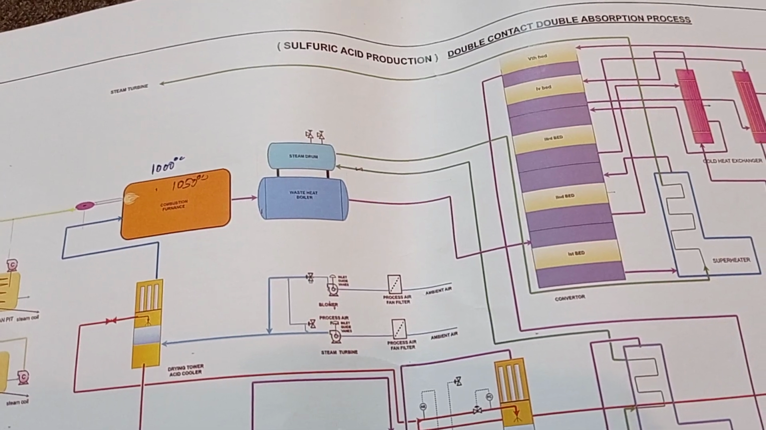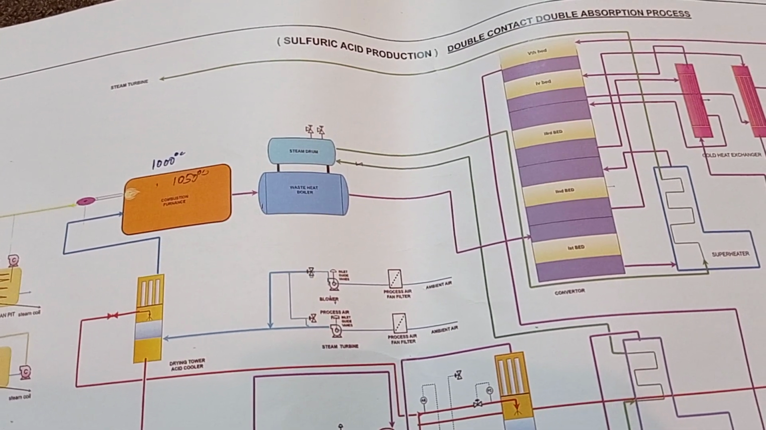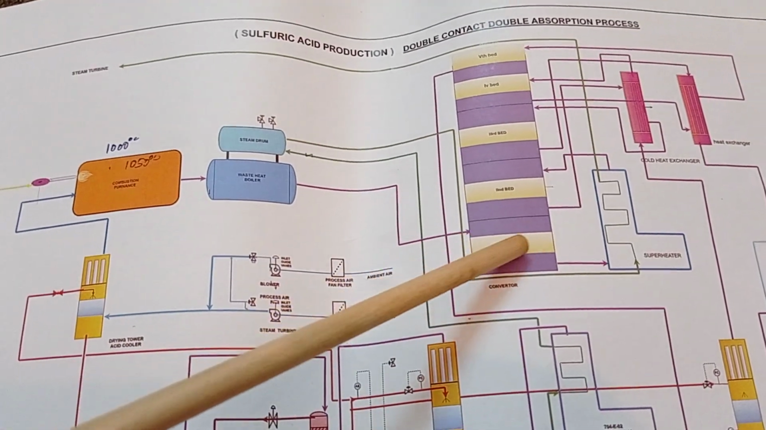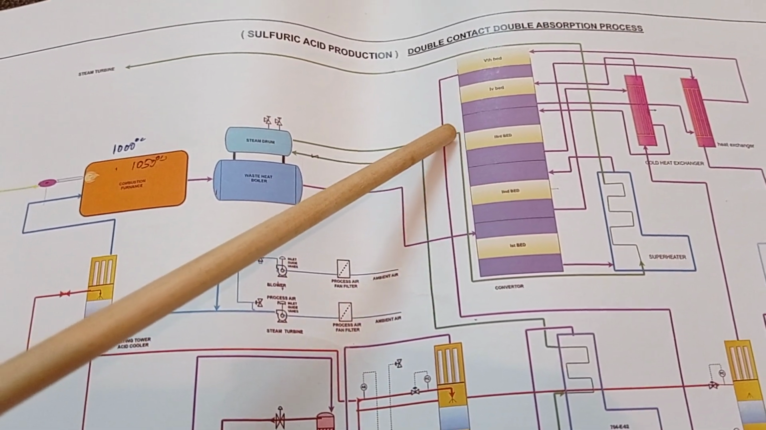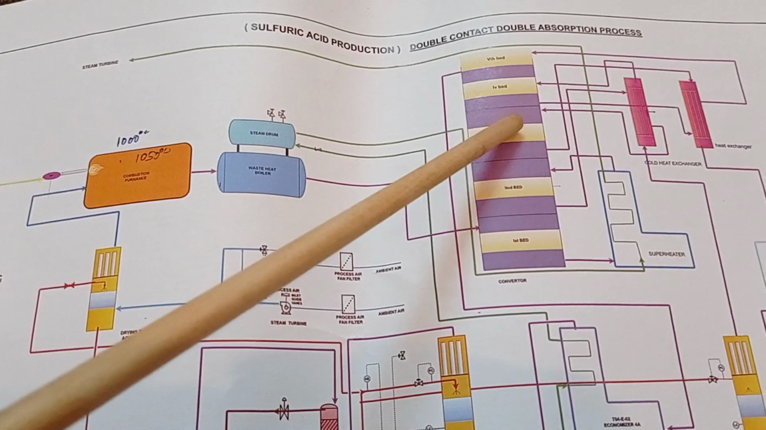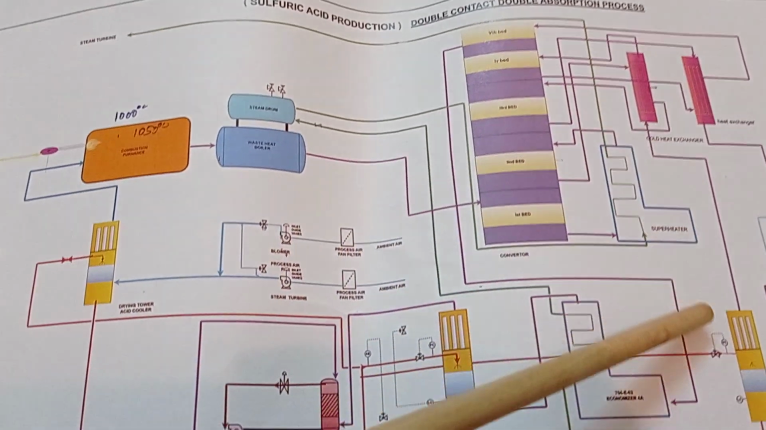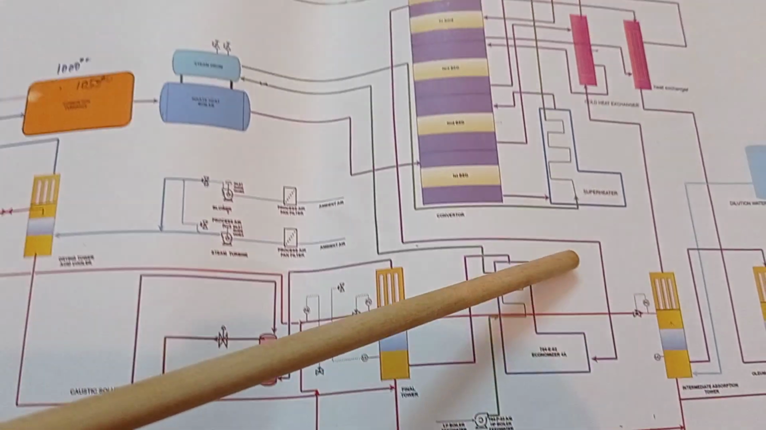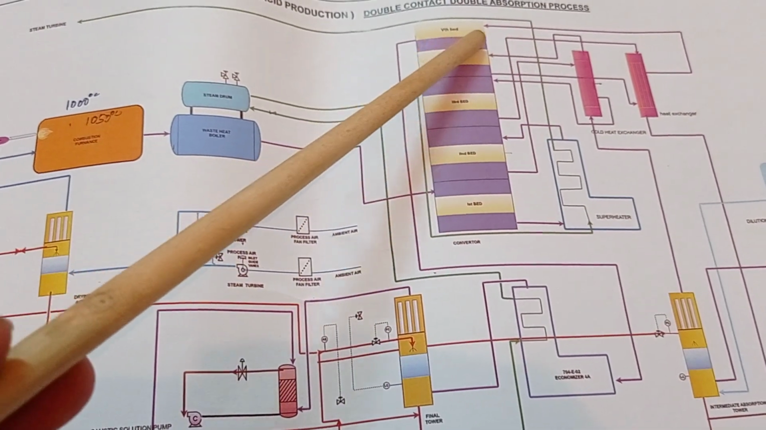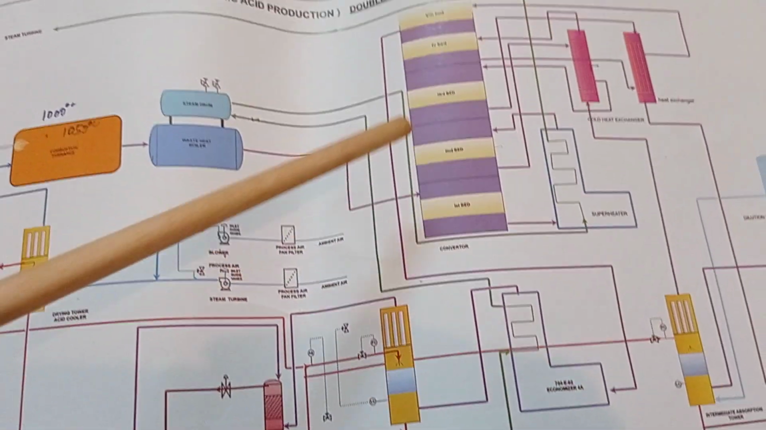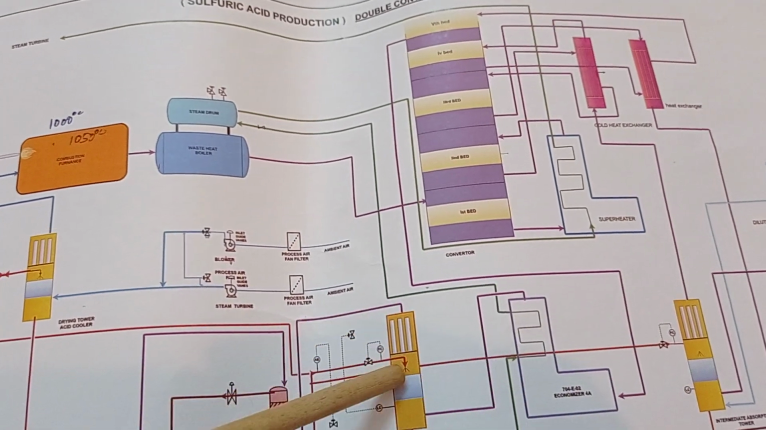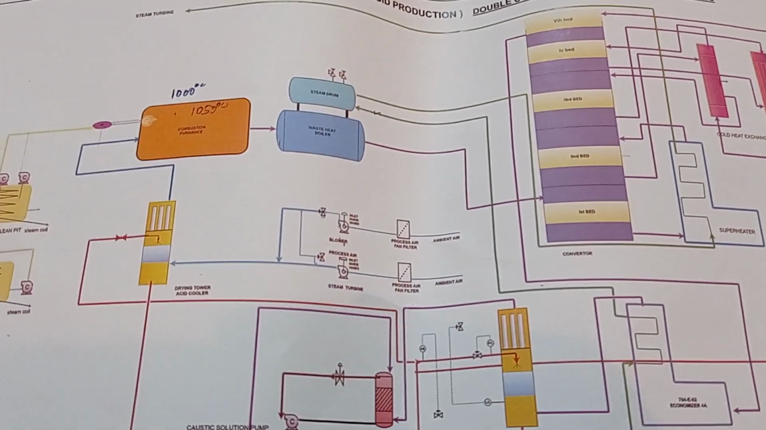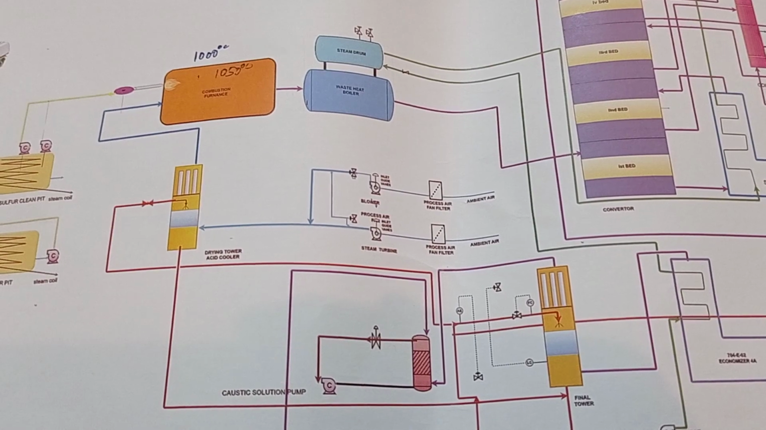First of all, I would like to explain DCDA, double contact double absorption. Why is it called double contact? When the gas goes to the first bed, second bed, third bed, after the third bed it goes to the fourth bed, and after the fourth bed it goes to the intermediate absorption tower. After the intermediate absorption tower, the gas goes again to the converter fifth bed, and after the fifth bed it goes to the final tower. So this is the meaning of the double contact double absorption process. You have now understood the definition.